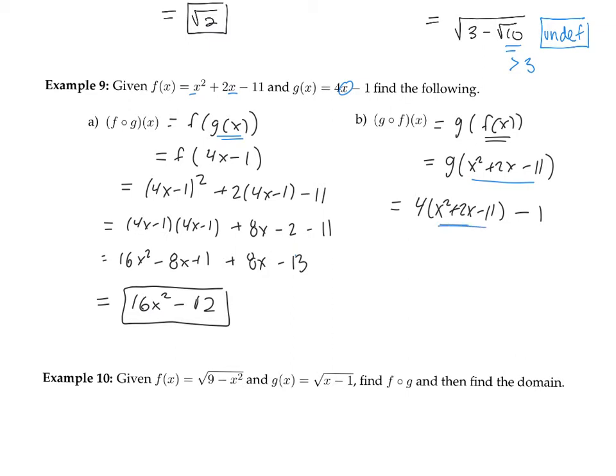See, there it is. Is that one easier or harder to simplify than the previous one? Probably easier. A lot easier, yeah. So you've got 4x squared plus 8x minus 44 minus 1, which is 4x squared plus 8x minus 45.